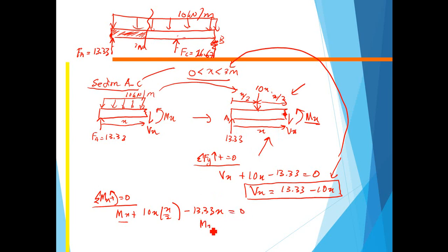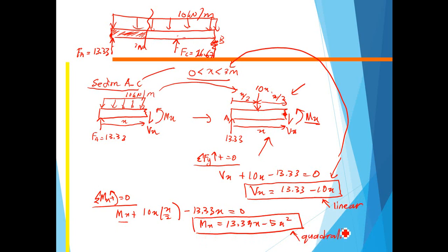So from here we get the relationship between bending moment and x, which is Ms is equal to 13.33x minus 5x squared. From here what we can see is this is a linear relationship, and this is a quadratic relationship. Now we already have the relationship between the shear force and x, and bending moment and x, for section AC.